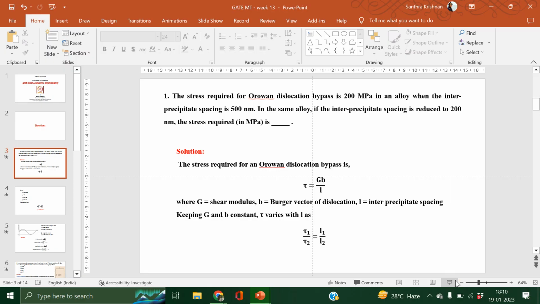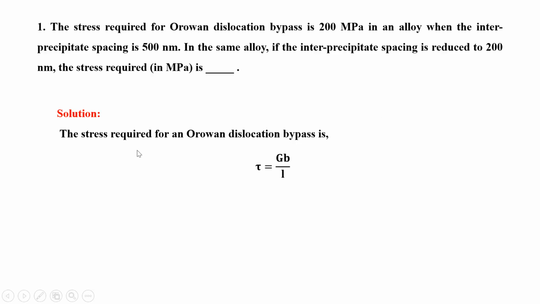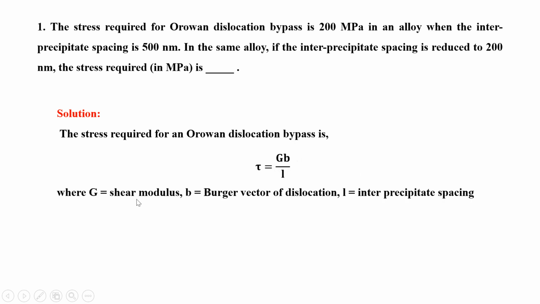So, if the equation you have given is correct, that is, the stress required for Orowan dislocation bypass is tau is equal to GB by L, in that case, G is the shear modulus, B is the Burgers vector, and L is the interprecipitate spacing. So if the equation is correct, now you have to substitute and find out the stress when L is 200. So can you please solve and let me know the answer?